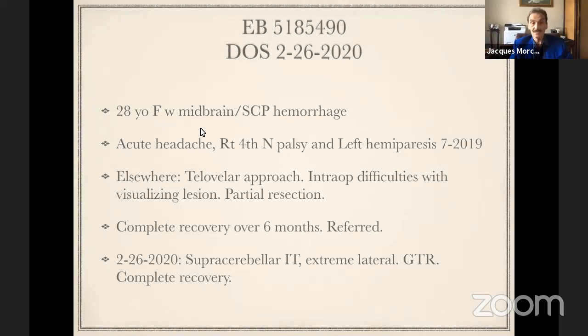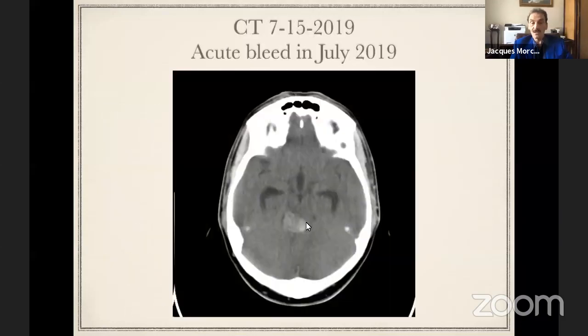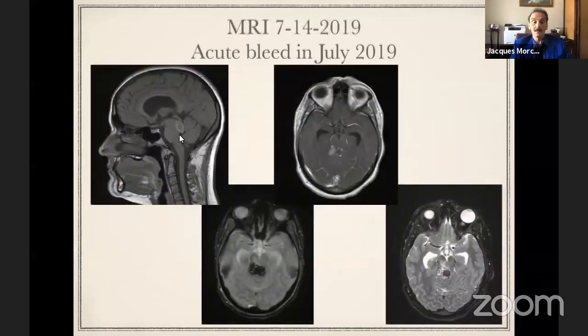She's 28. She had hemorrhage in this cavernoma in July 2019. That approach was done, as I said, partial resection. She did recover very well, but she still has a residual cavernoma. Six months later she was referred to me with this cavernoma. So here is her original hemorrhage. See, and this is the cavernoma.